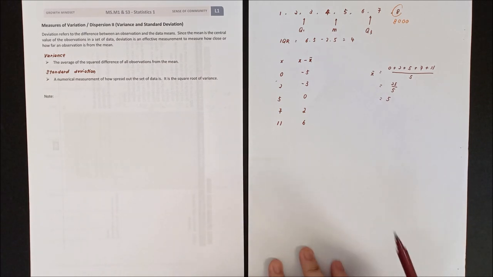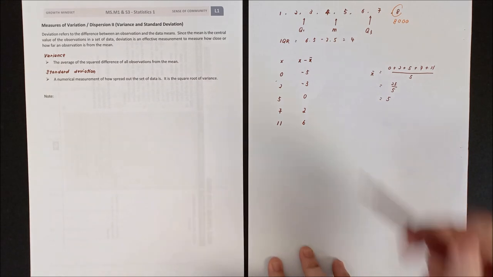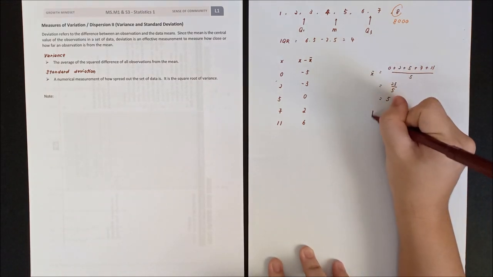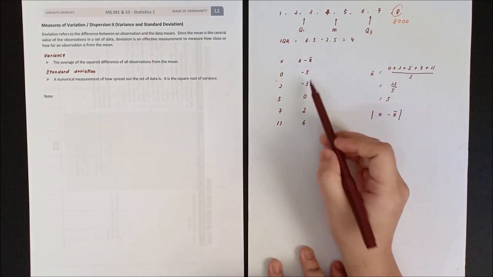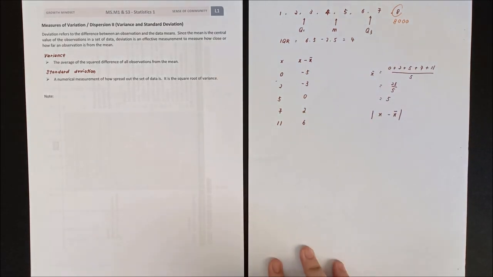Normally, the first thing you might think of is to do modulus. When you do modulus, that means I try to ignore the negative part. I'm changing everything to the positive part, then I'm going to find that. That's one of the methods you can actually do.